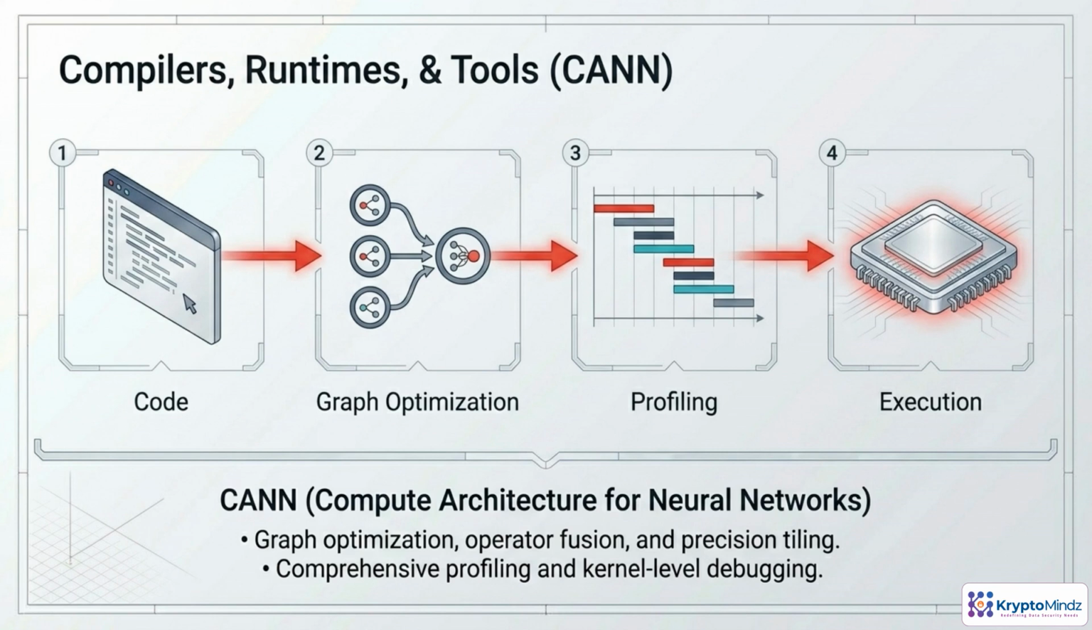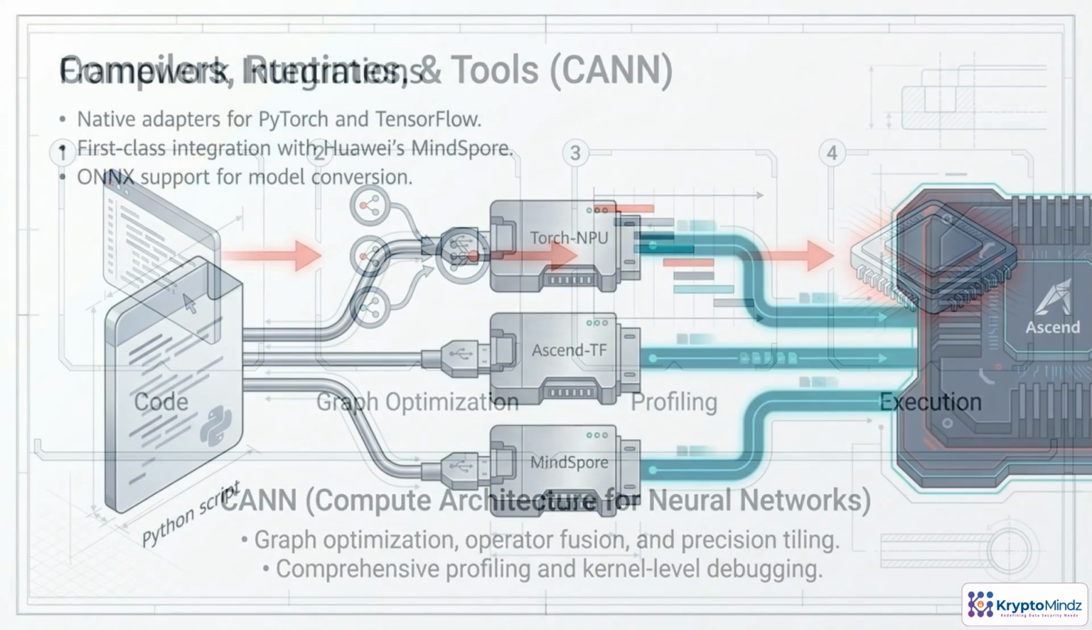CANN is essentially the Ascend compiler toolchain that sits between your model code and the NPU. Your framework exports a computation graph, and CANN rewrites it. It fuses operators, chooses kernels, and tiles tensors to match the Vinci cores. Profiling tools then measure where time and memory are spent, so you can refine the hotspots. The result is an optimized executable that drives the hardware close to peak throughput.